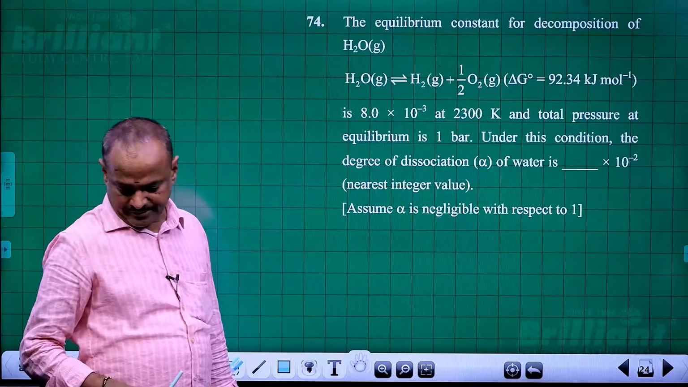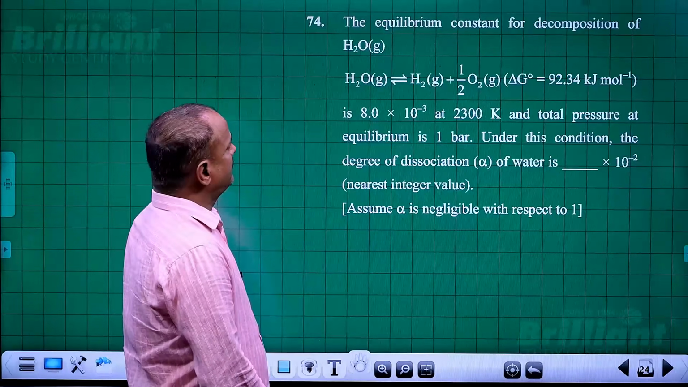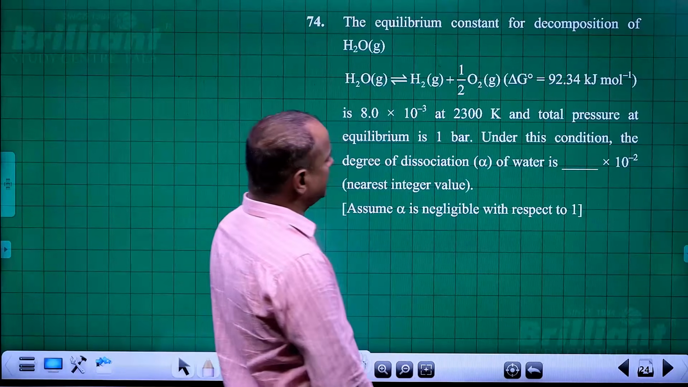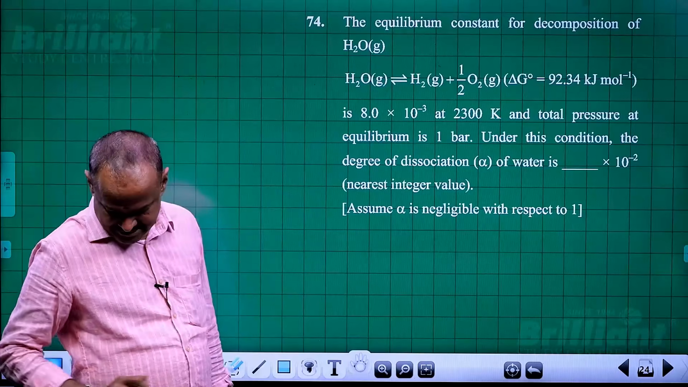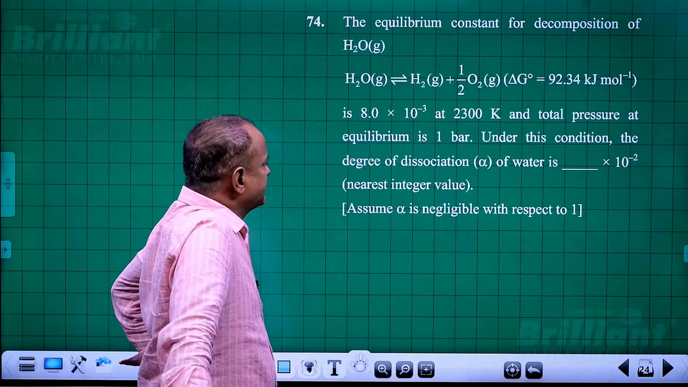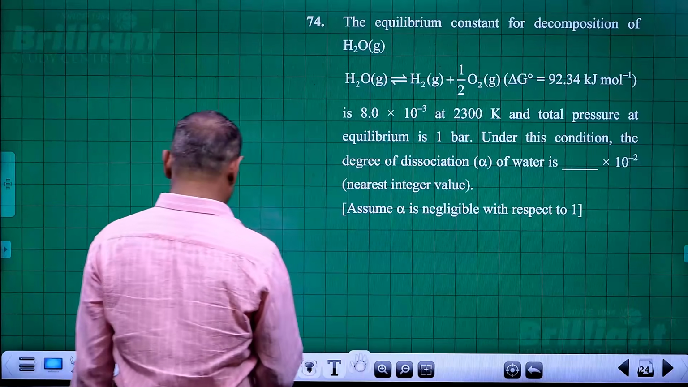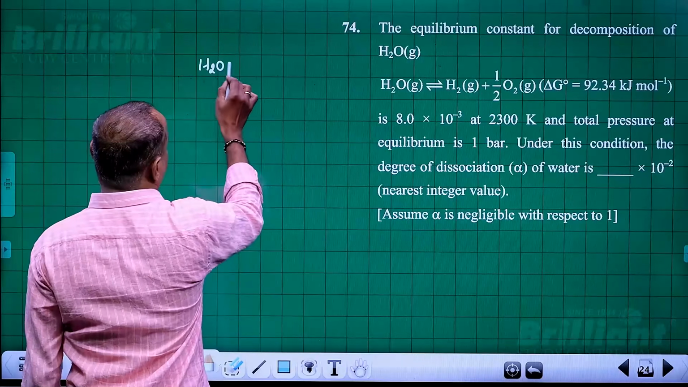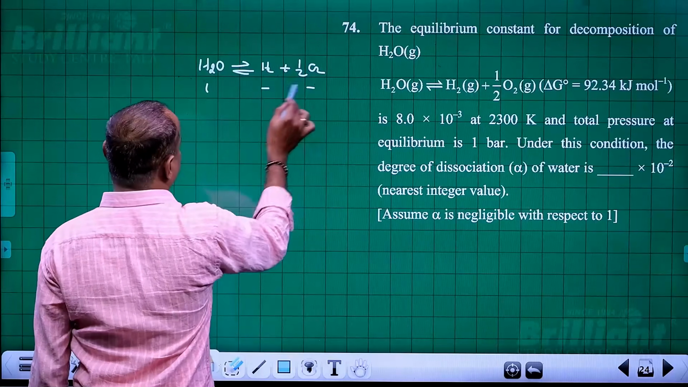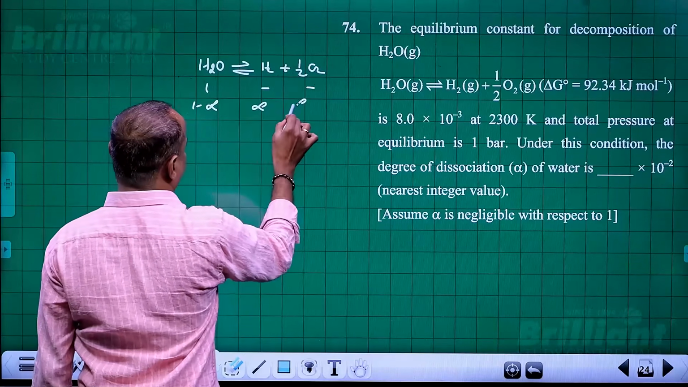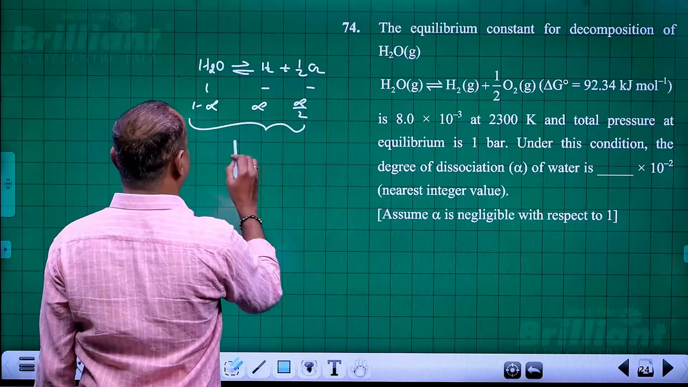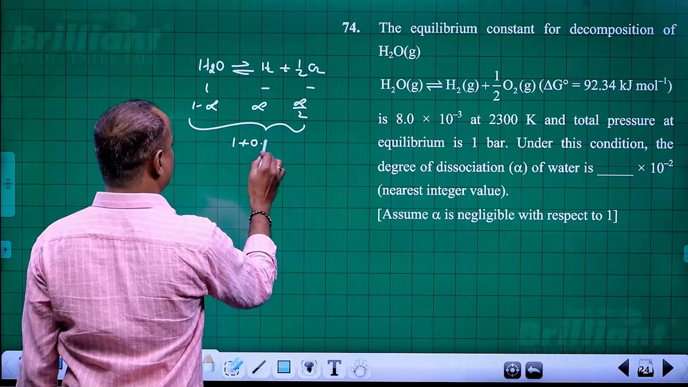Okay, next 74. The equilibrium constant for decomposition of H2O is given: H2O gives H2 plus half O2, with delta G naught given. Kp is also given, 2300 K, and the total pressure at equilibrium is 1 bar. Under this condition, find out the degree of dissociation alpha. So H2O gives rise to H2 plus half O2. 1 minus alpha, alpha, alpha by 2. Total moles equal to 1 plus 0.5 alpha.